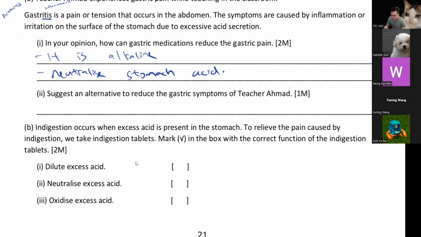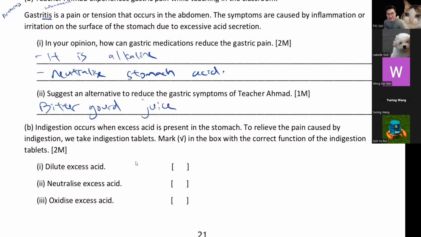So what else can he do? If teacher Ahmad says he doesn't want gastric medicine, what can he do? What can he drink? Pay the doctor a visit? No, I wouldn't accept. That means they want the alternative to gastric medicine. What can he drink? Something bitter, something alkaline. I would say bitter gourd juice.